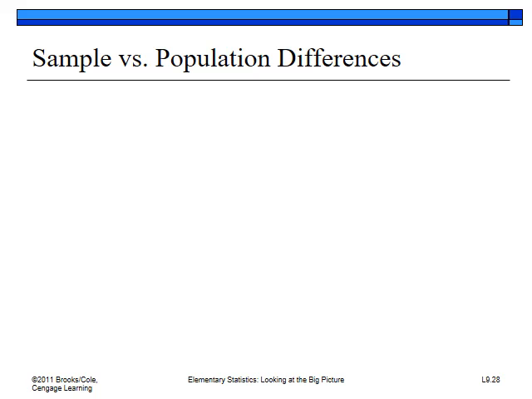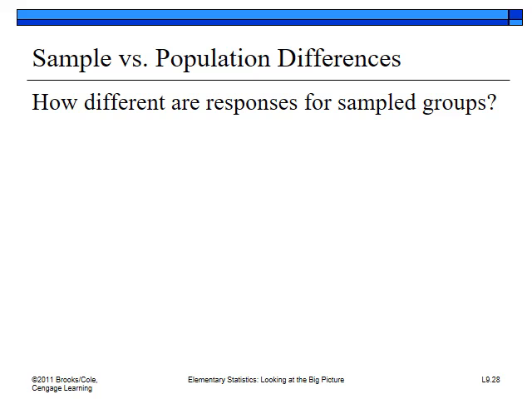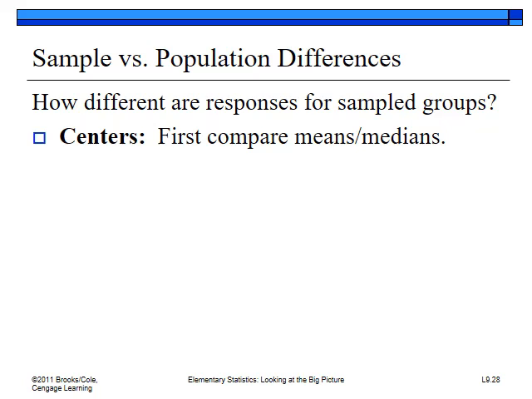Now, let's talk about relating sample and population differences. If we have several different groups, when we are asked if the responses are different somehow, what do we mean by that? Well, the first thing we want to compare if we're looking for a difference between two groups or more groups is to look at the center, the means or the medians.